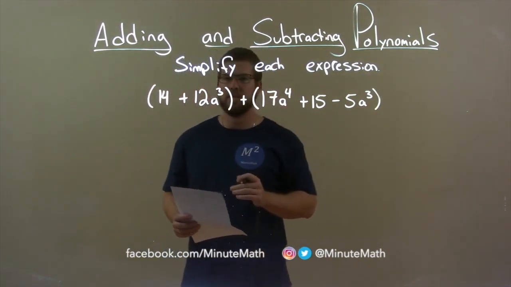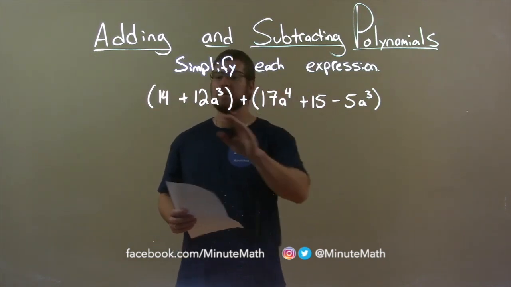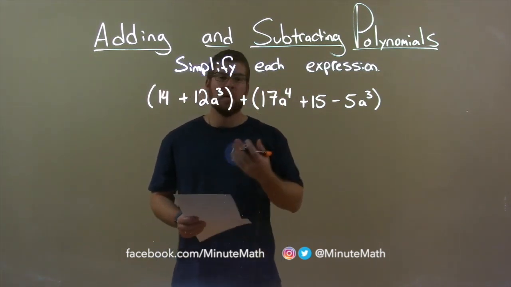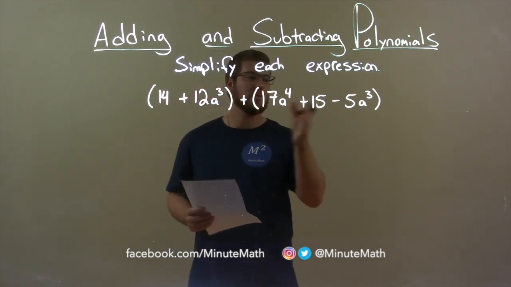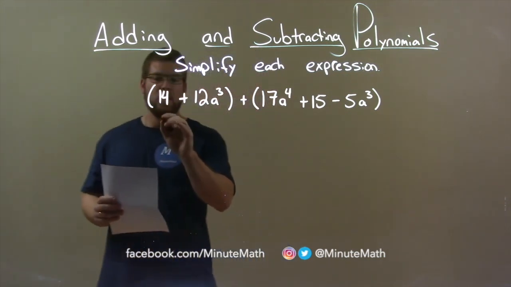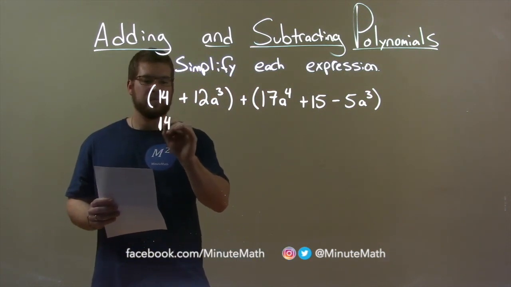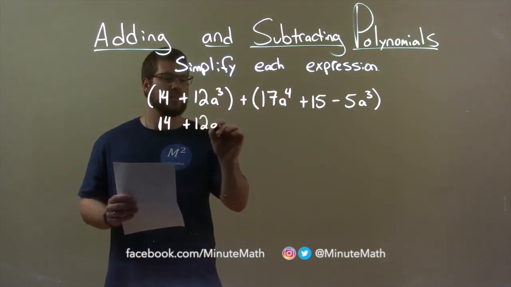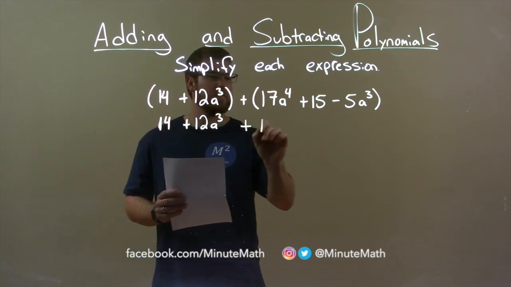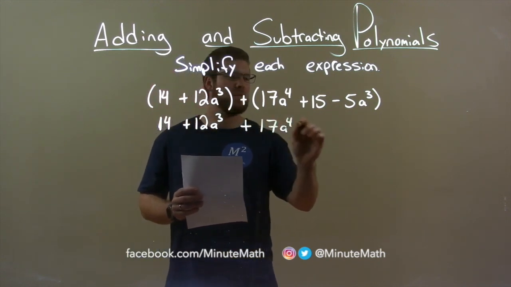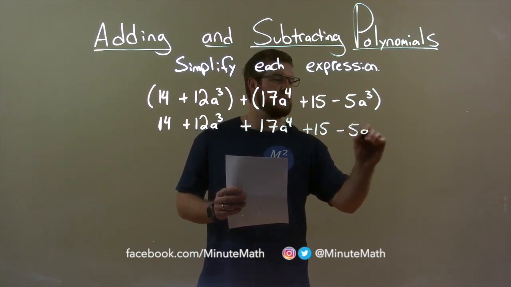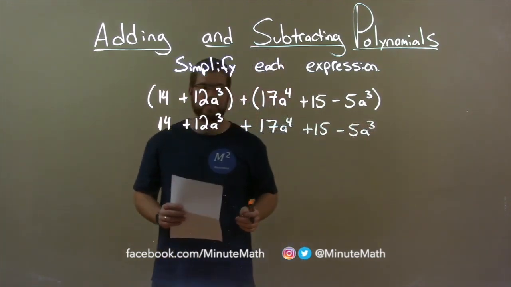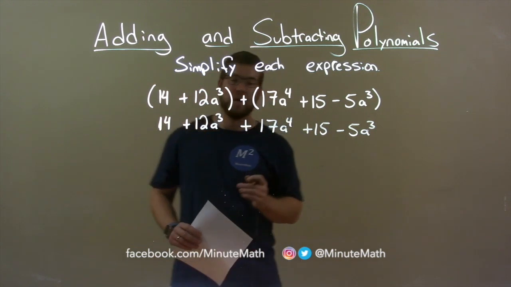Within each parenthesis, I first check, is there anything that I can simplify? There's not. So now I just actually move down. Since it's just a plus sign there, we don't really need our parentheses anymore. So 14 plus 12a to the third, plus 17a to the fourth, plus 15 minus 5a to the third. Now I want to combine my like terms.